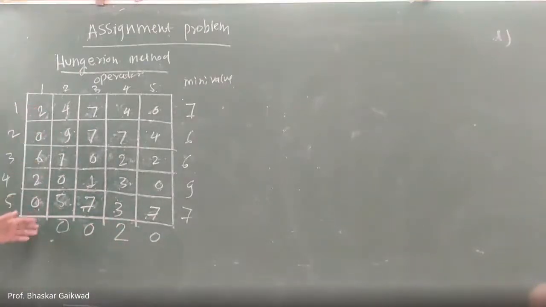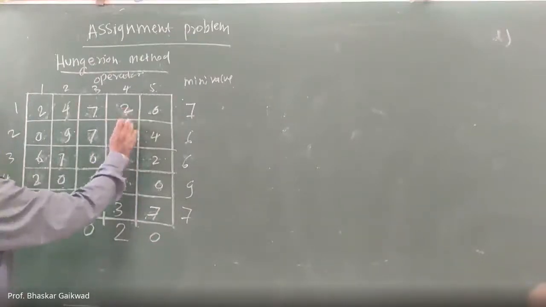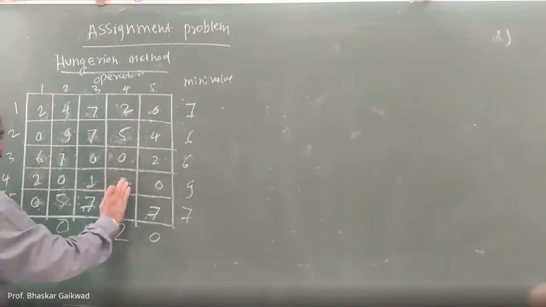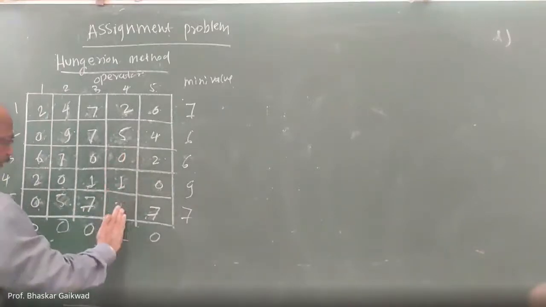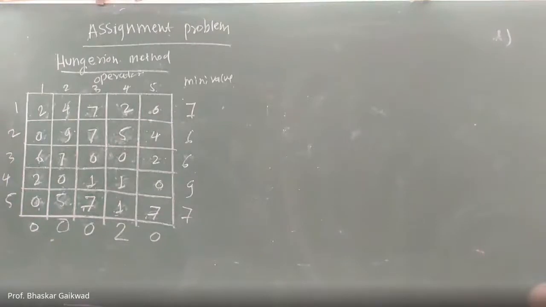All these rows will remain the same. Only this row will change. 4 minus 2, 7 minus 5. Here it is 0. 3 minus 1. Correct. This is the row reduction and column reduction.